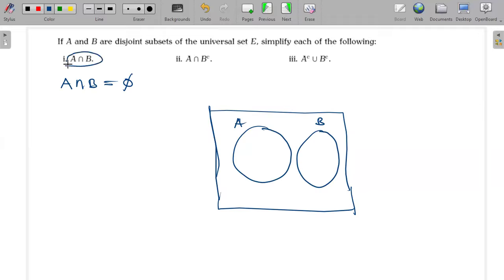So what is A intersect B? They are disjoint, so there is no intersection. So we've already found it. By definition, that's what it means for sets to be disjoint.